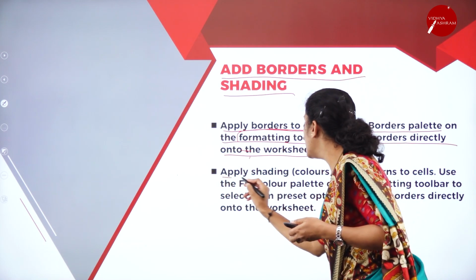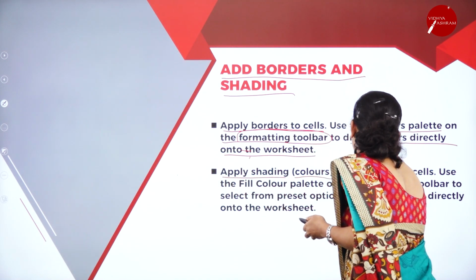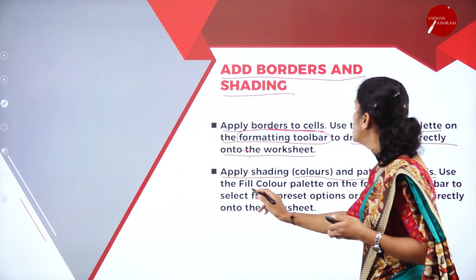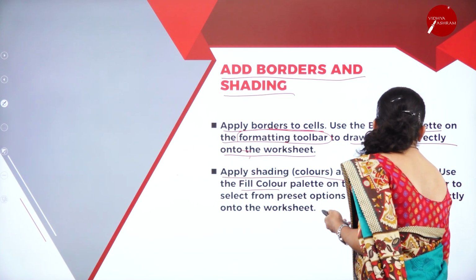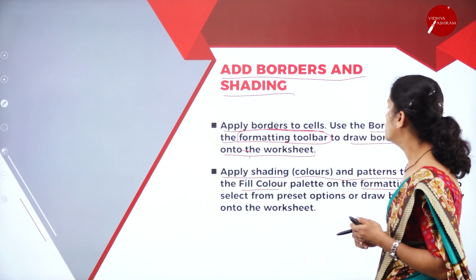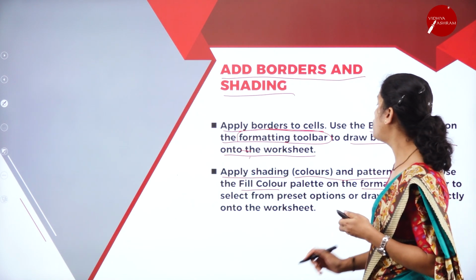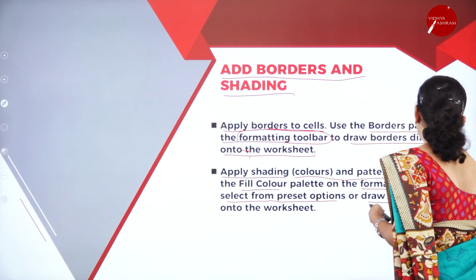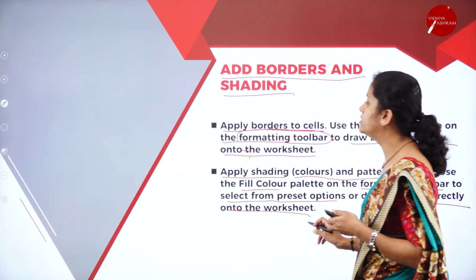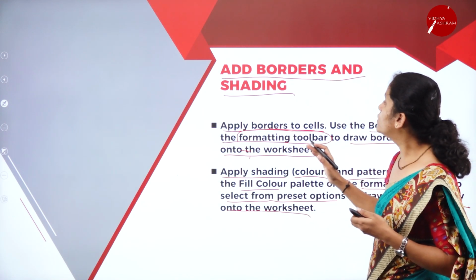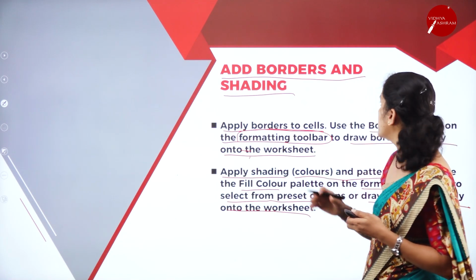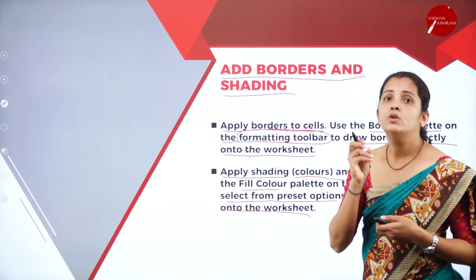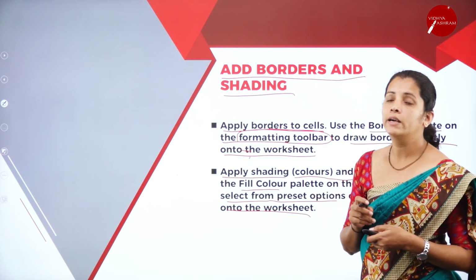Then to apply shading or colors and pattern to cells, you can use the option called fill color from the format toolbar, and you can also select from the preset options and draw borders directly on the worksheet. This is the way you can add the borders and shade the colors to your text or to your cell or to your table.